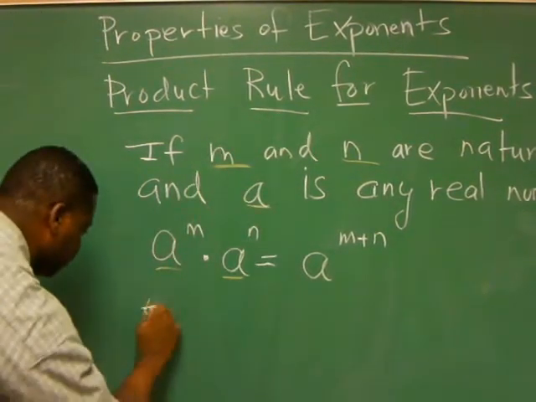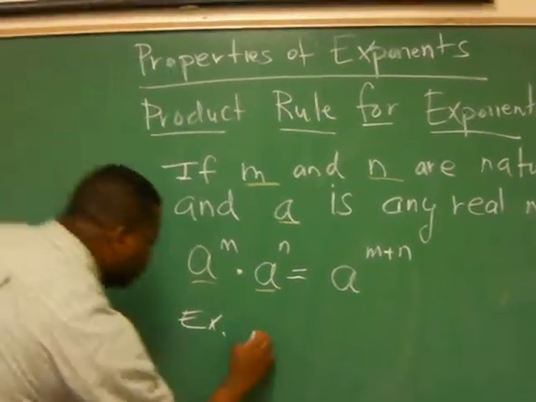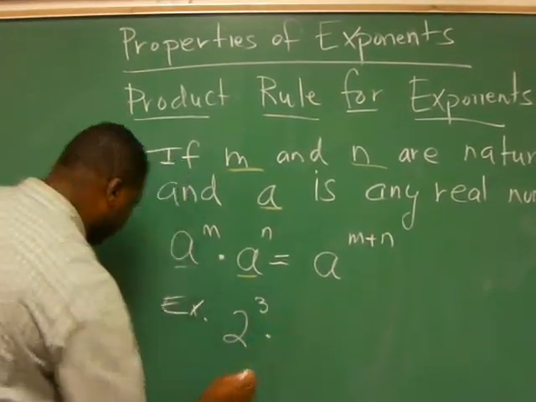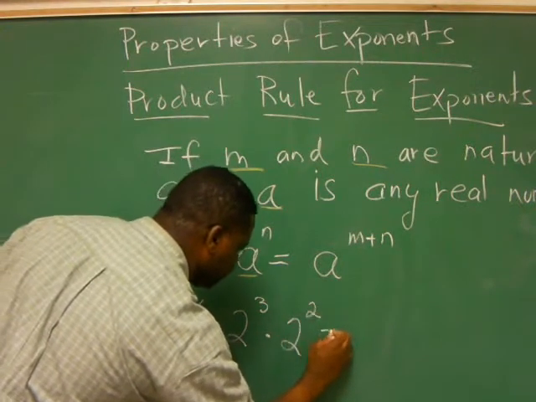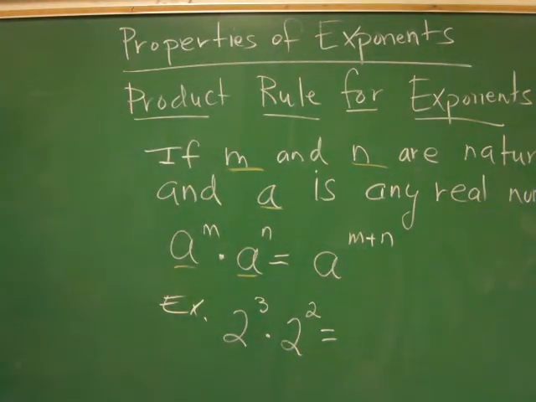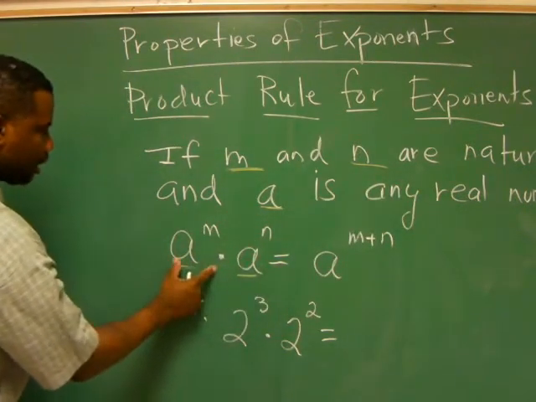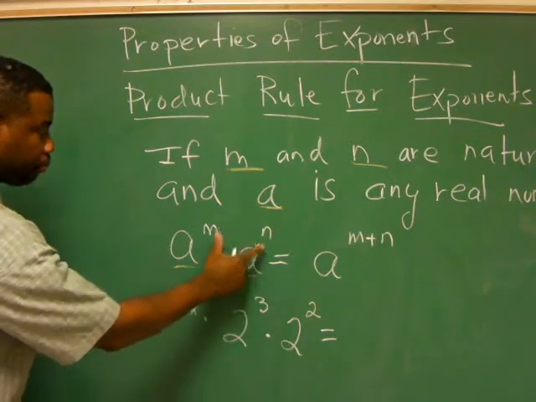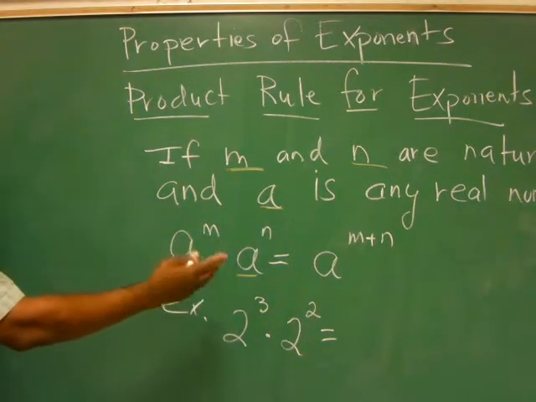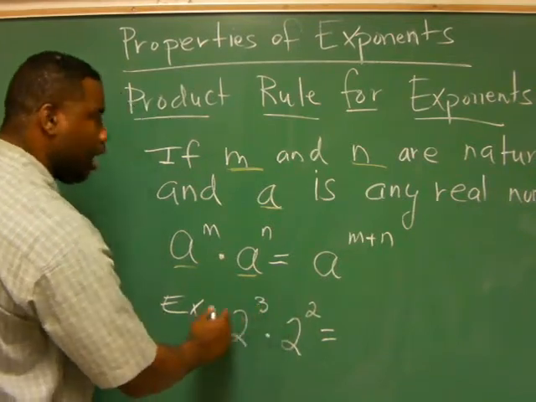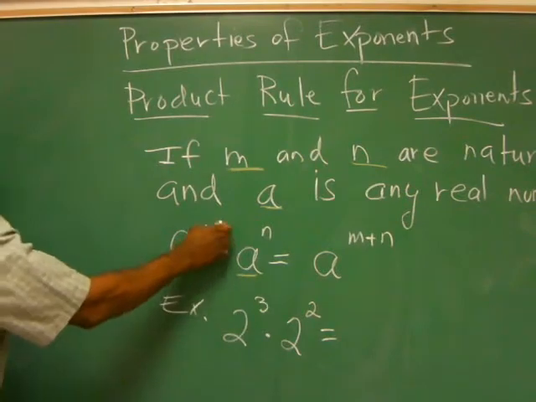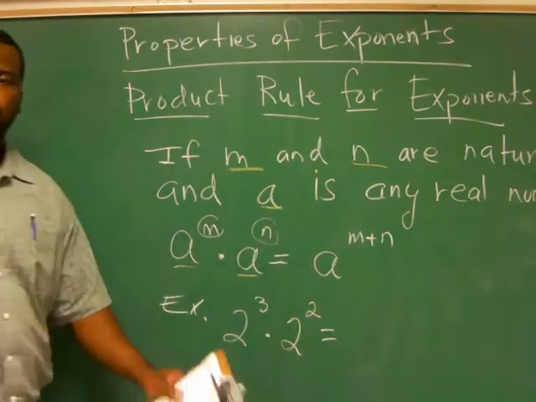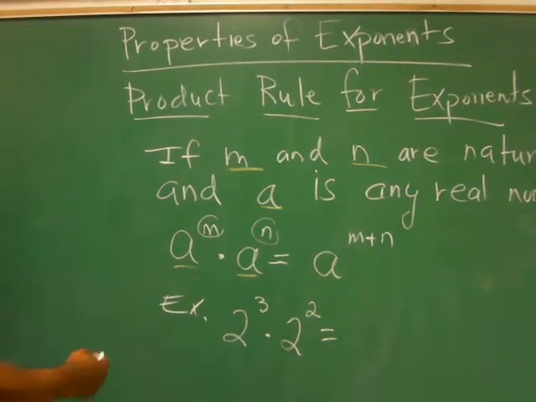Example. 2 raised to the power of 3 times 2 raised to the power of 2. According to the formula, we're going to take the product of two of the same bases, but notice that the natural numbers are different, two different natural numbers. Which means that if the bases are the same, no matter what the numbers for the exponents are, you're going to take the sum of the exponents.